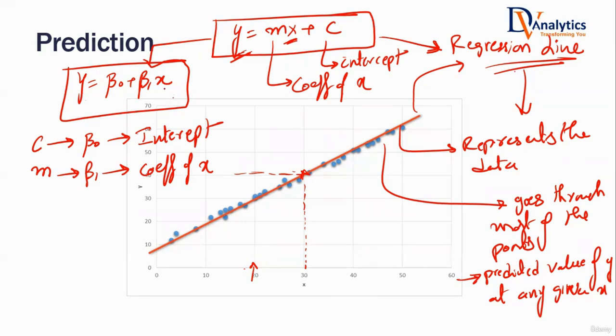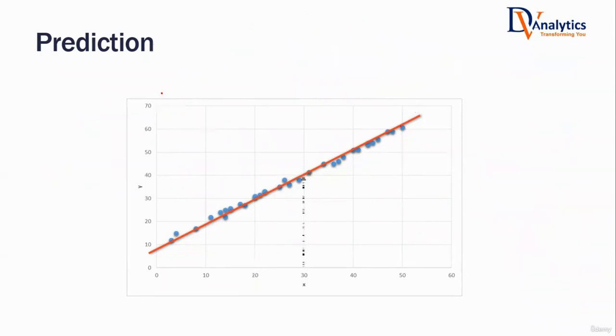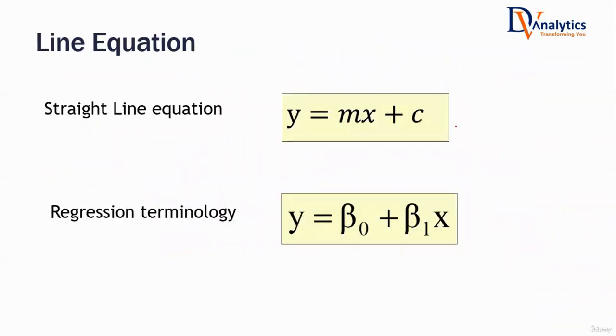Are you comfortable with this now? Next time when you see this, can you identify this as a regression line equation? Yes, sir. So this is the straight line equation that we know. This is the regression line equation. Okay. So next time when you see this, are you all comfortable?